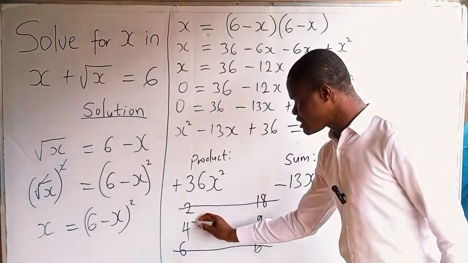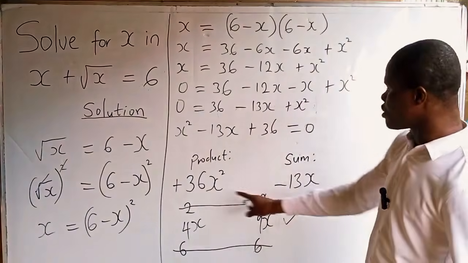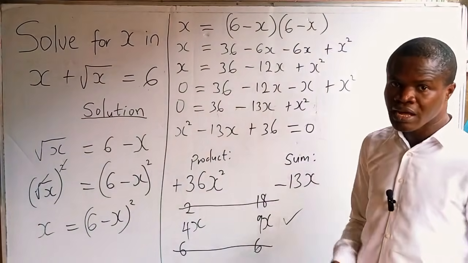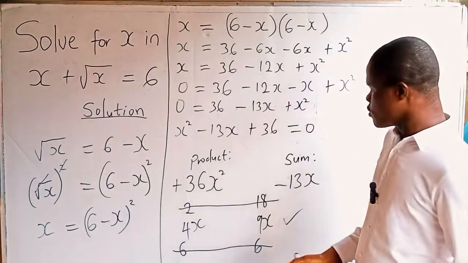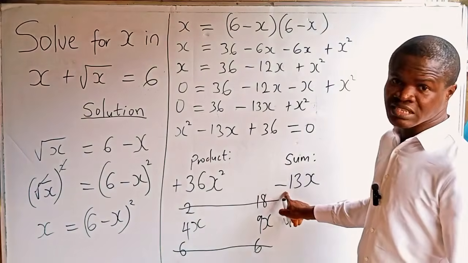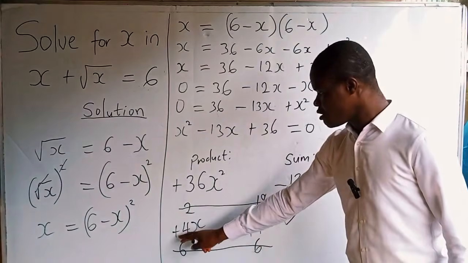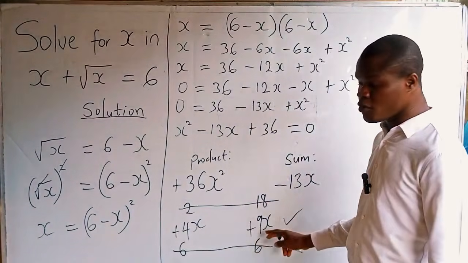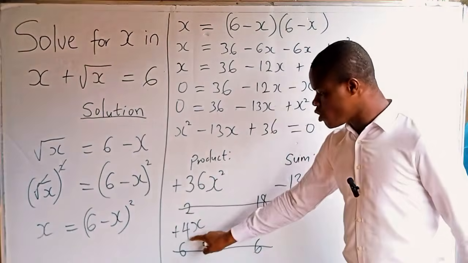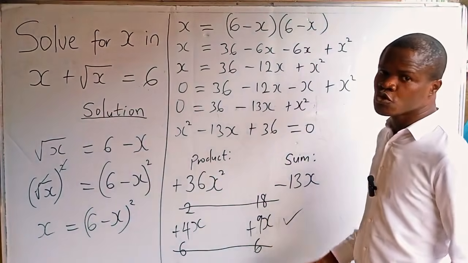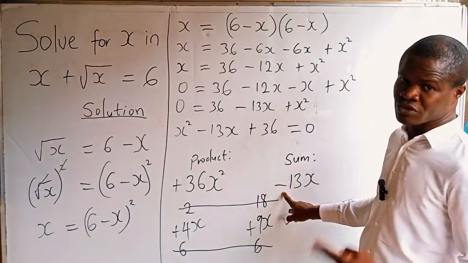Okay, so the next thing to do is to attach x here, attach x here. Then the next thing to do is we want to now balance the sign. Of course, remember, plus times plus is plus. Minus times minus is plus. But this is minus 13. So if you put plus here and put plus here, it means that plus 4x times plus 9x will give us plus 36x squared. No problem. But plus 4x plus 9x will give us plus 13x, which does not balance with the minus 13x we have.